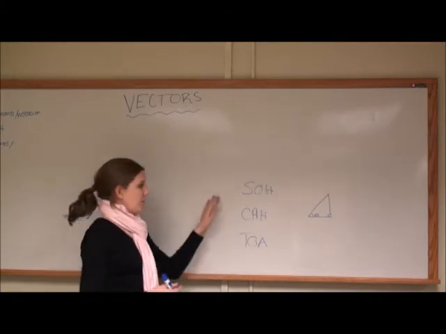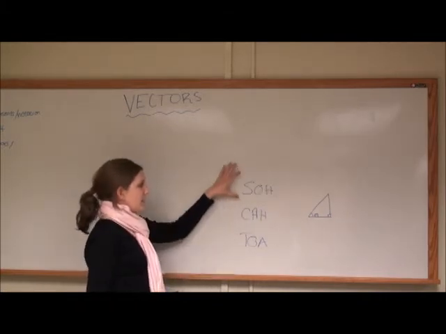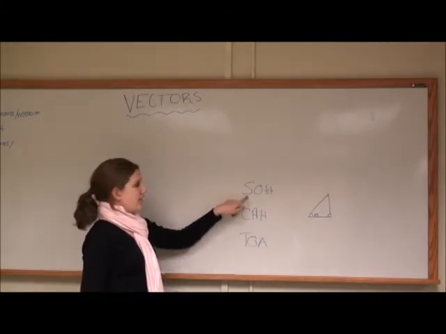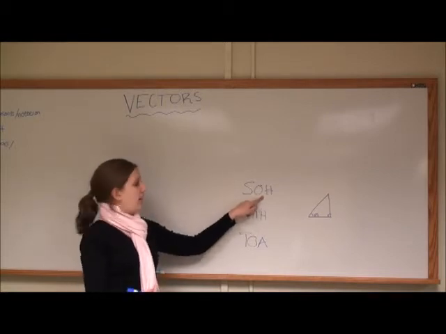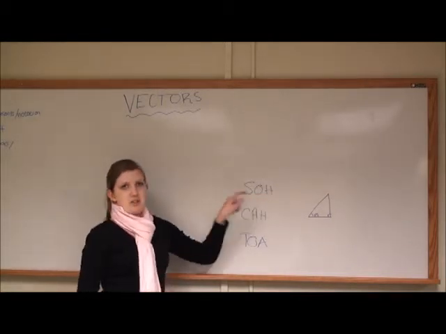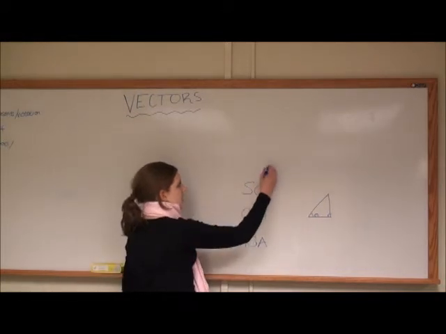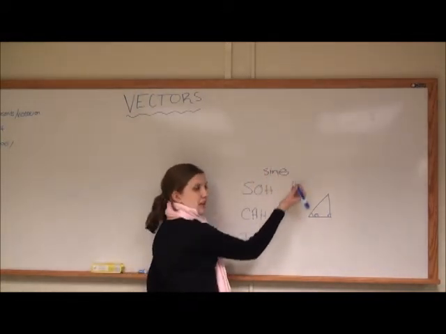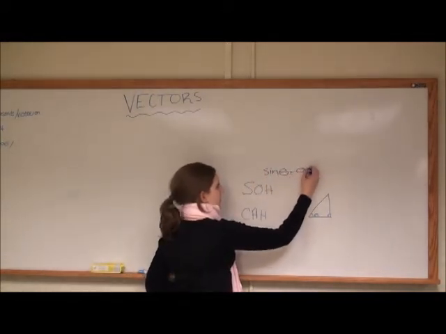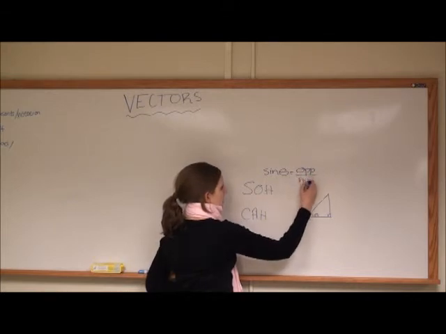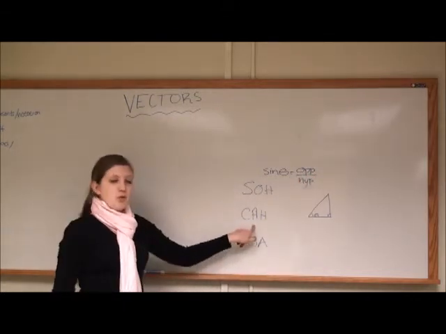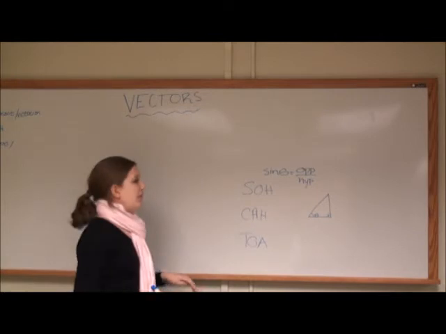The way this whole thing, SOHCAHTOA, works is the first letter is the trig function, the second letter is the numerator, and the third letter is the denominator. So it turns into the sine of theta is the opposite side over the hypotenuse. The A stands for adjacent, or like next to.